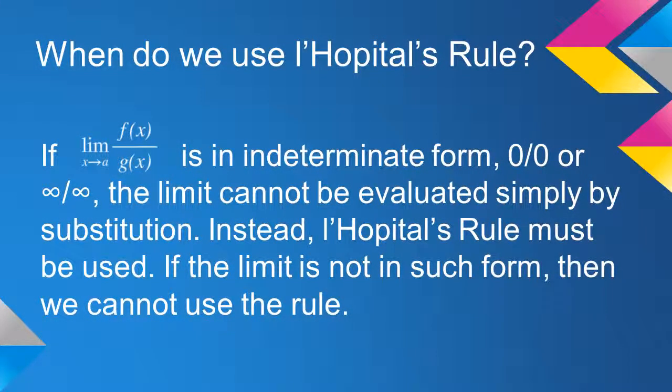So when do we use L'Hopital's rule? If we have a limit as x approaches a of f of x over g of x in indeterminate form, such as 0 over 0 or infinity over infinity, then the limit can't be evaluated simply by substitution, because if we simply substitute, then we're supposed to get 0 over 0 or infinity over infinity, and there's no way to calculate that. So we have to use L'Hopital's rule, and I'll explain what it is later on.